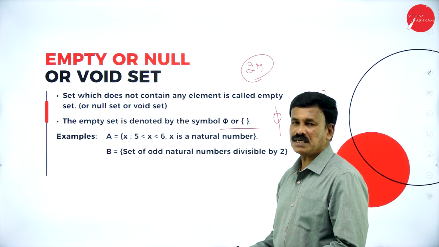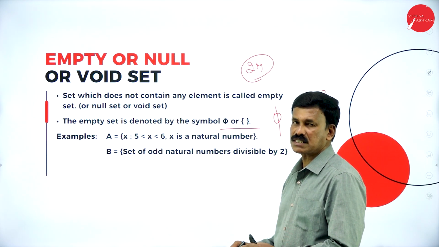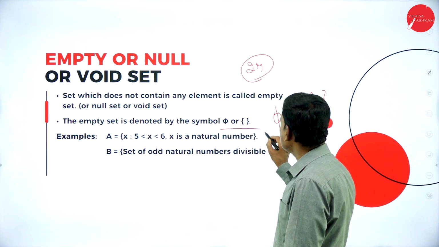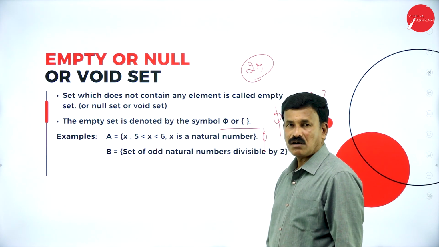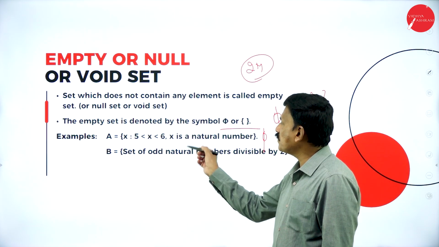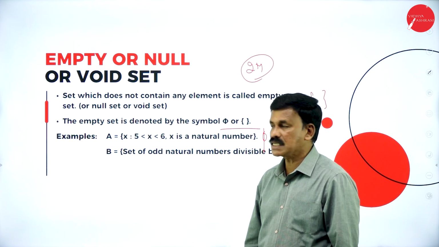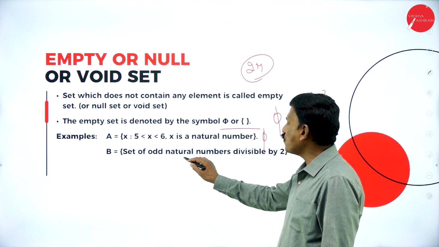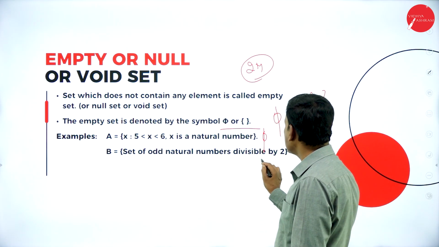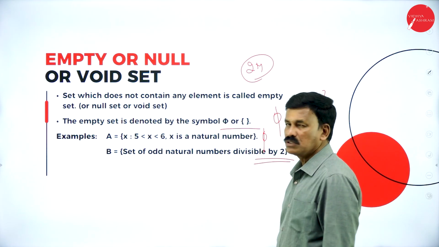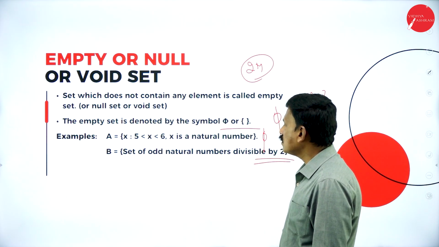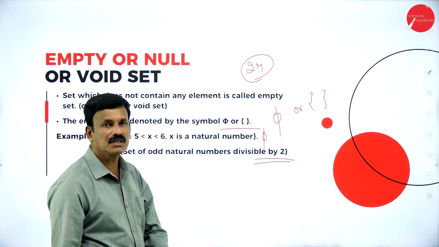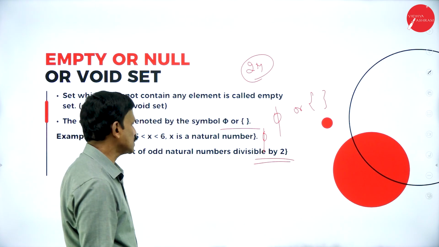And there are no natural numbers between 5 and 6, right? So therefore, this is an example for a null set. All the natural numbers which lie between 5 and 6 is an example for a null set. Similarly, let us take one more example. B, the set of odd natural numbers divisible by 2, is also an example for a null set.